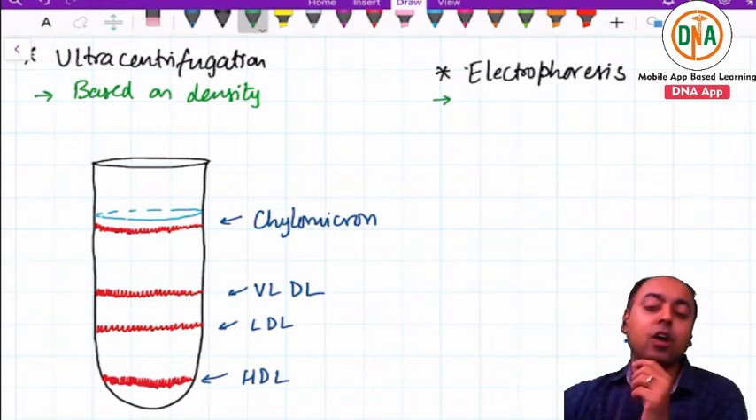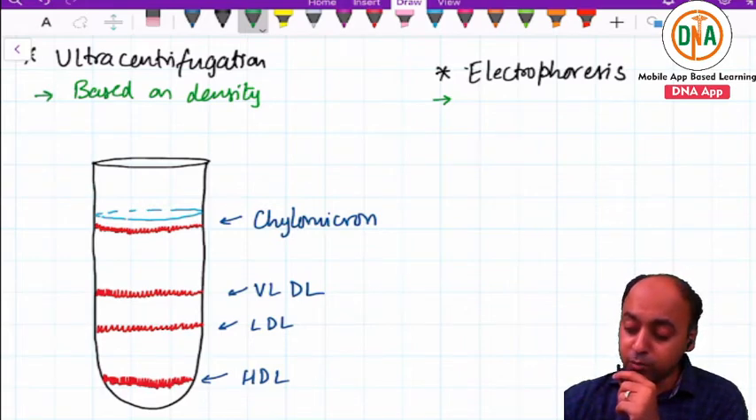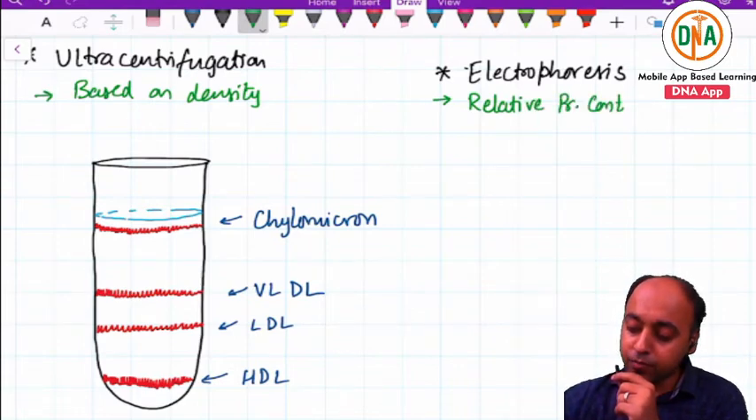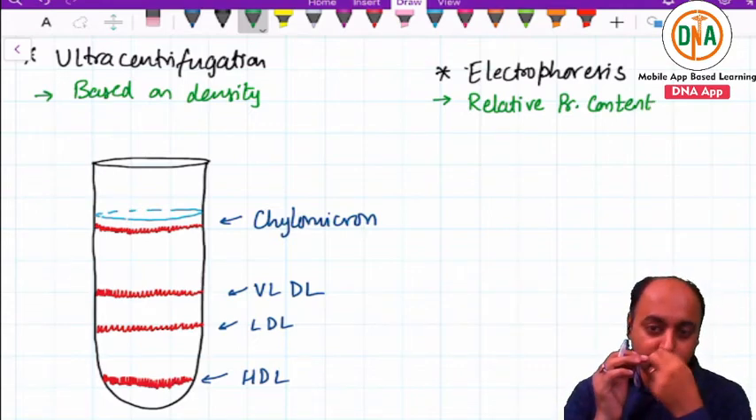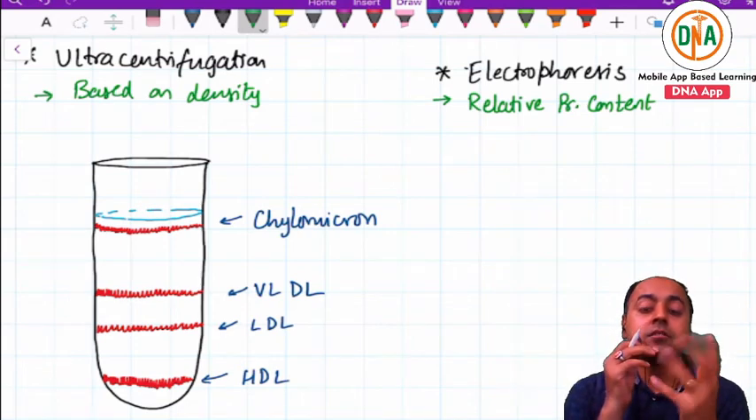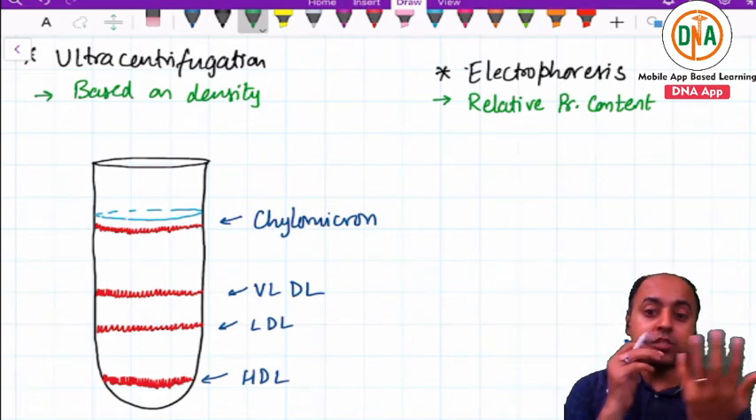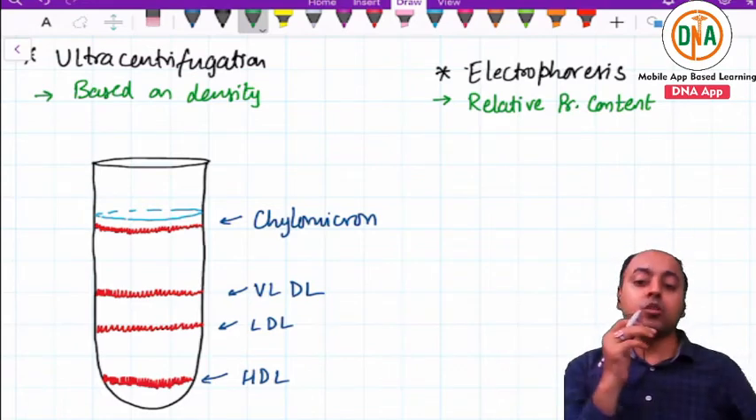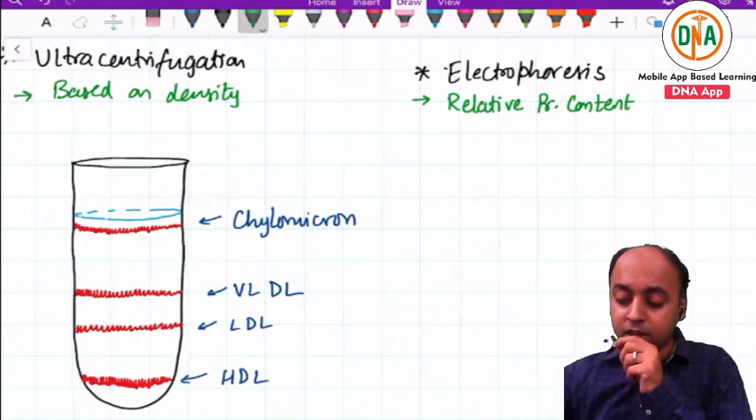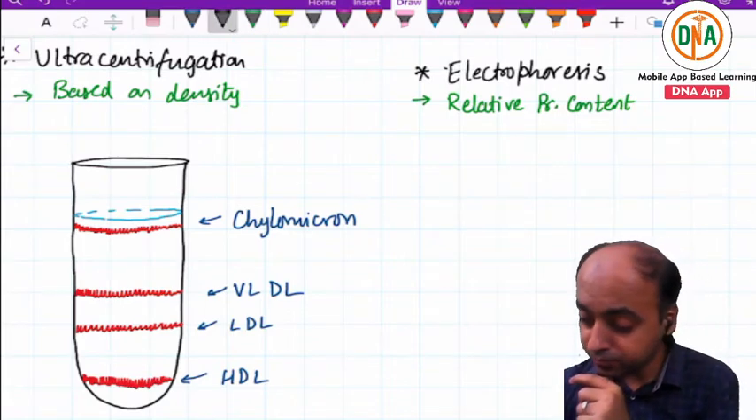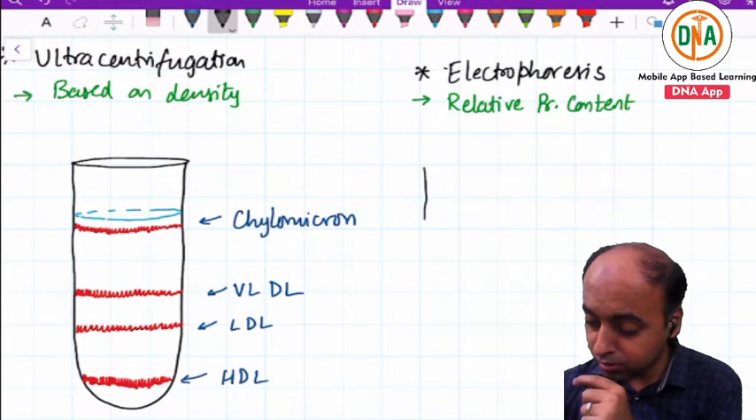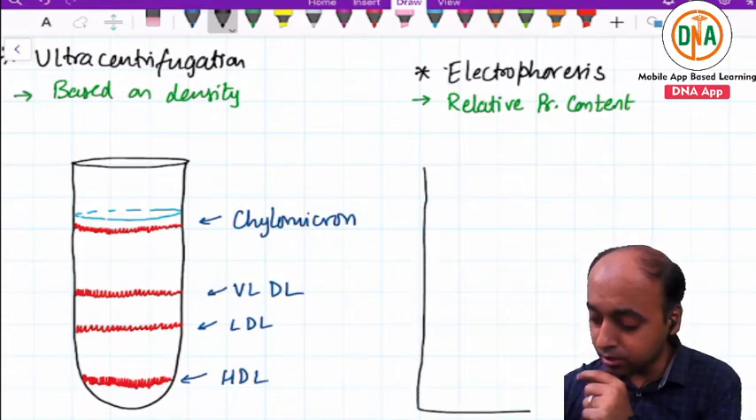Broadly speaking, among all the different points, most important is the relative protein content. But please note, this is not the only factor which is determining the separation in electrophoresis. There are other factors. What is the size, what is the charge on the proteins which are there? So various factors come into play, not just the relative protein content, but this is by far the most important consideration when we are doing the electrophoresis.